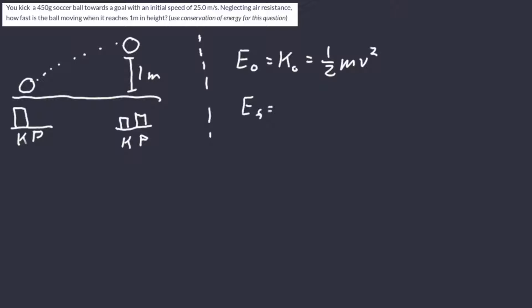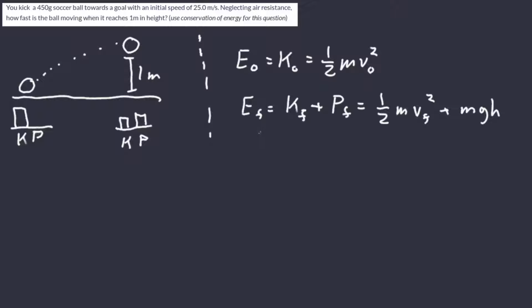Our final energy is equal to kinetic energy plus potential energy. That should be an F for final kinetic here. So that is 1/2 mv final squared plus mgh. And then to differentiate this v final from our v initial, I'll make sure I put a 0 here. V initial and v final.